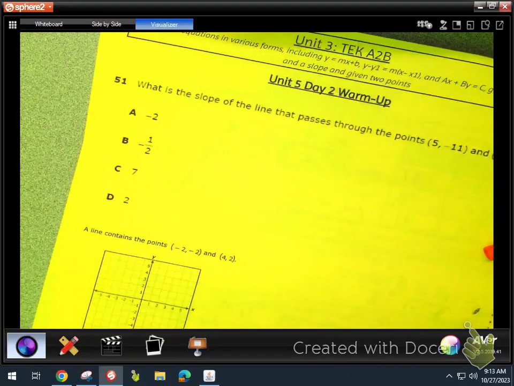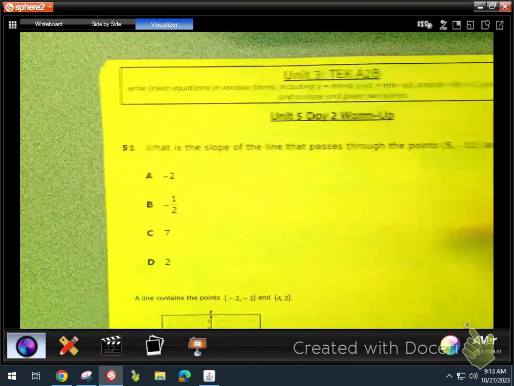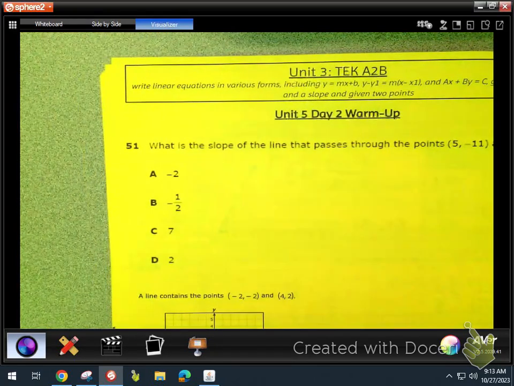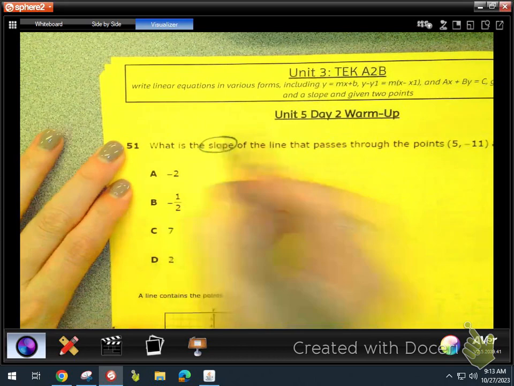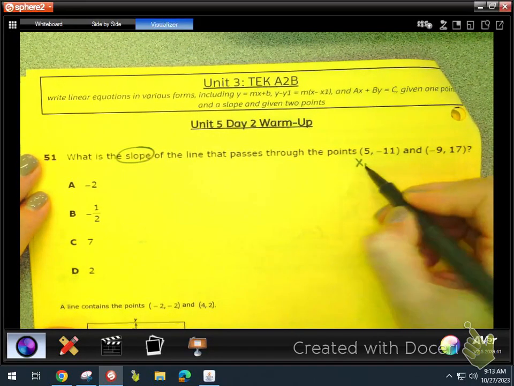Where did I get these warm-up questions from? The STAAR. All right, number 1, what's it asking for? Slope of the line. And what do you have? 2 points. So label them x1, y1.